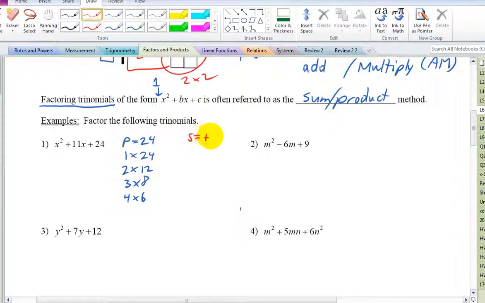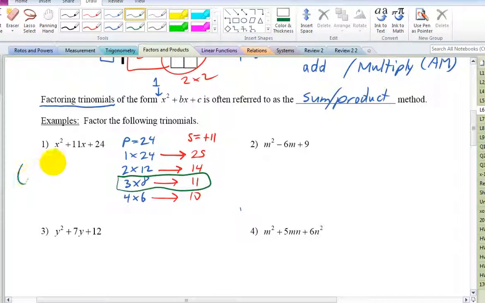Our sum is plus 11. So this gives us a sum of 25, a sum of, and a sum of 10. And so which one do we want? Yeah, 11. So this is our answer. 3 by 8 is our tile arrangement. So that also means x plus 3 times x plus 8 is our answer. So after we get the product and the sum correct, then we have our answers.